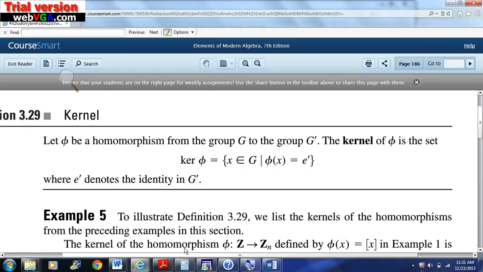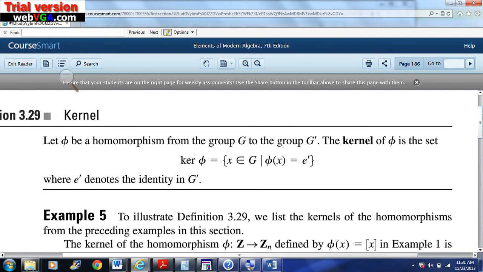So it's a set. It represents the x's that you have in G, the set that you're mapping from. You phi those x's, and there might be 1, there might be 2, there might be several of those x's that you can phi and get the identity. But every x value that you have in the group that you're mapping from that maps into the identity in the group that you're mapping to would be included in the set.